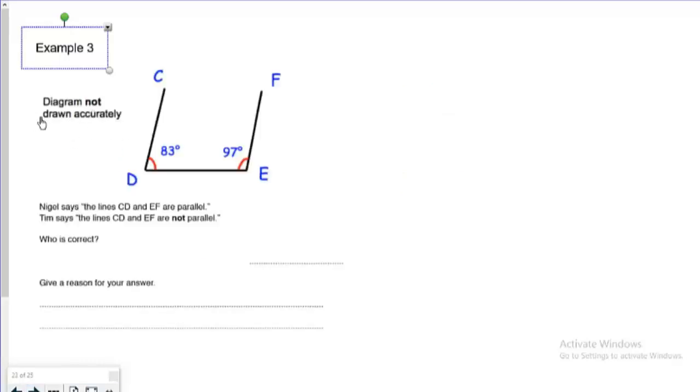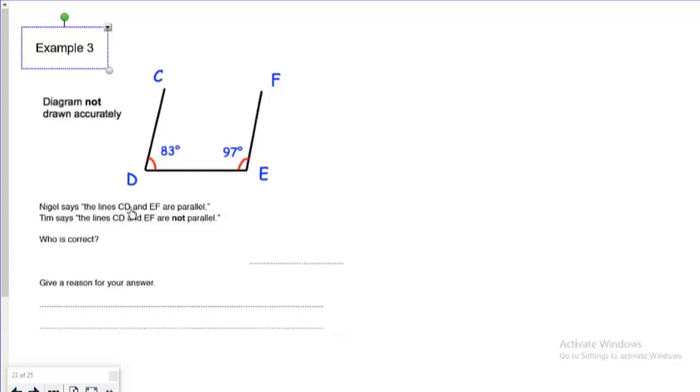They will always tell you that the diagram is not drawn accurately because you might use your protractor to measure the angle, and it's true that the diagram is not drawn to scale because we want you to use these properties.